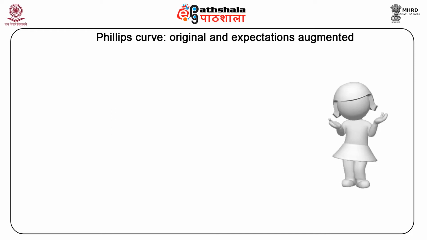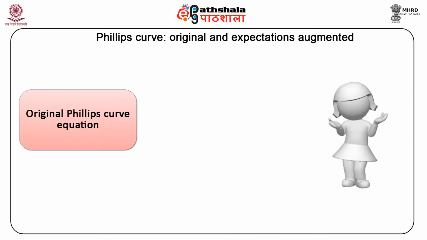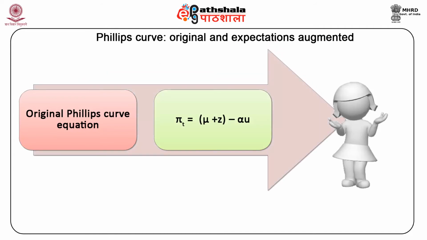Moving on to Phillips curve, original and expectations augmented. Original Phillips curve. The original Phillips curve is given by the equation: inflation in time period t is equal to mu plus Z minus alpha U.